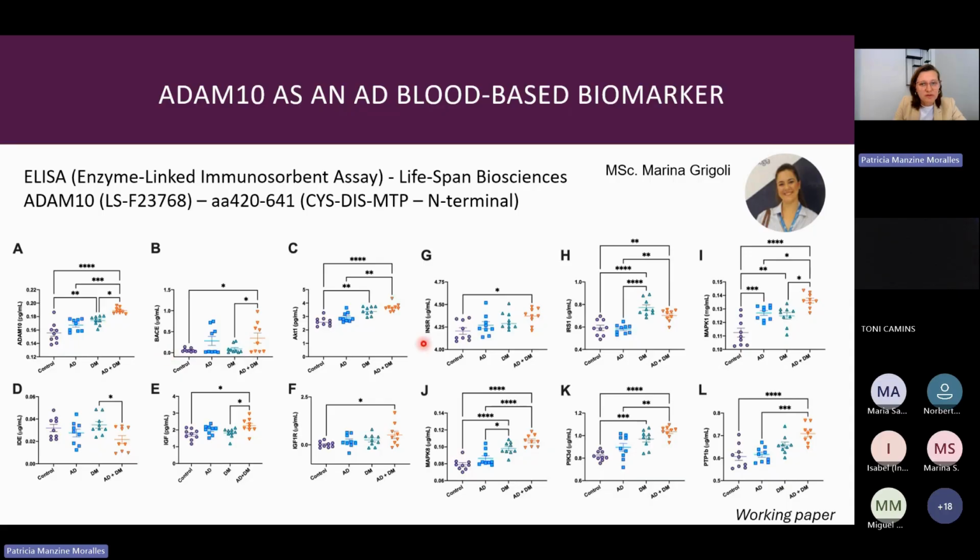We can also observe that several insulin pathway proteins are changed, significantly so with concomitant Alzheimer's disease and type 2 diabetes. So these studies indicate that changes in the insulin pathway may be responsible for the increase in plasma ADAM10 levels, especially in individuals with Alzheimer's disease and type 2 diabetes concomitantly, showing that type 2 diabetes is an important risk factor for the development of Alzheimer's disease.